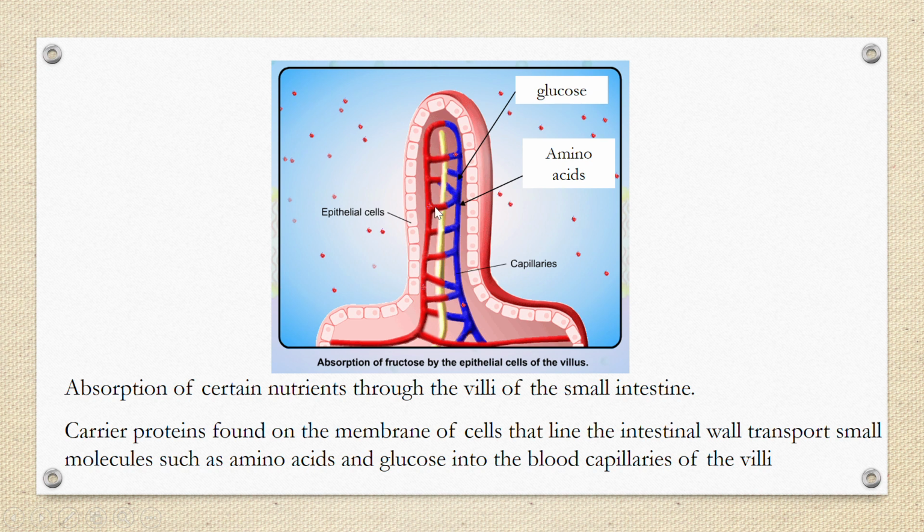These are the blood vessels, the red ones and also the blue ones. Okay, not the yellow ones. The yellow one is called the lacteal. We'll be looking at this structure when you learn about nutrition. So the transport of these glucose and amino acids is through facilitated diffusion.